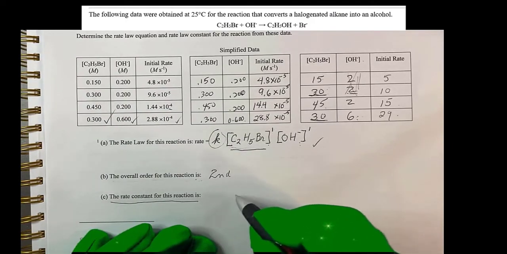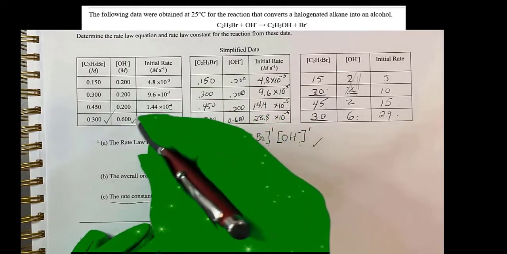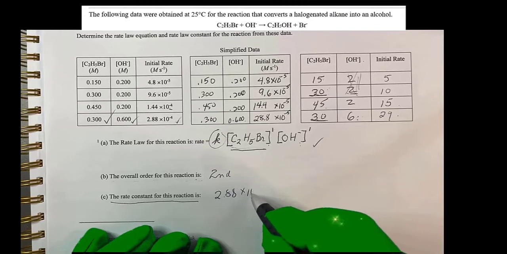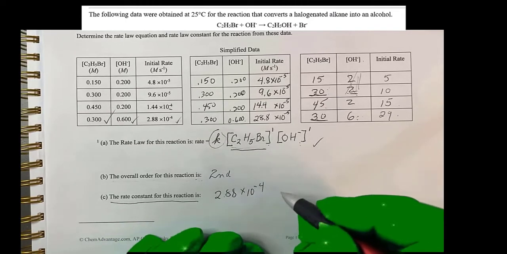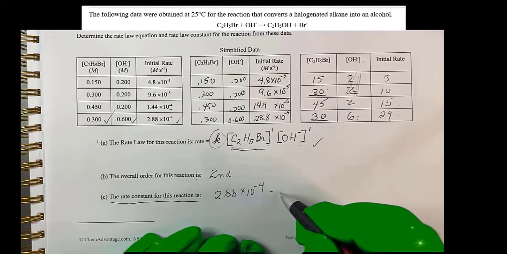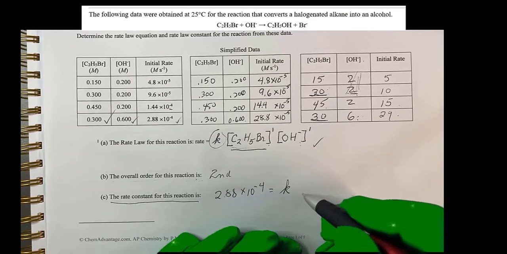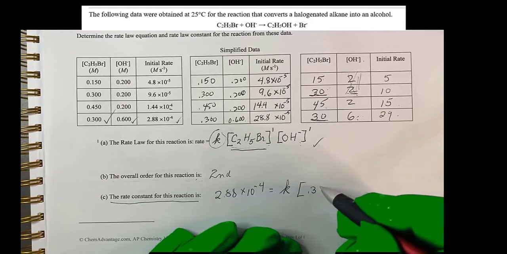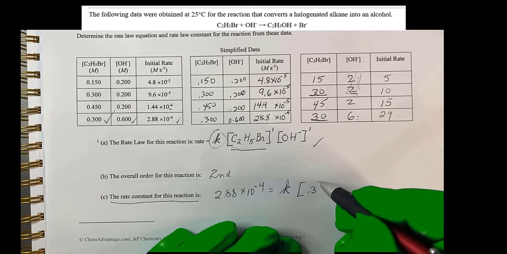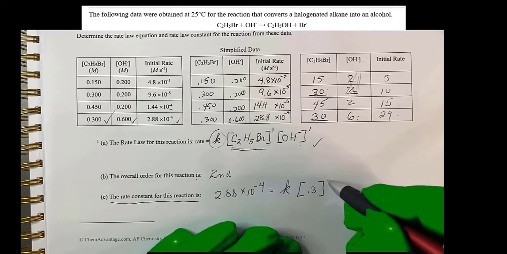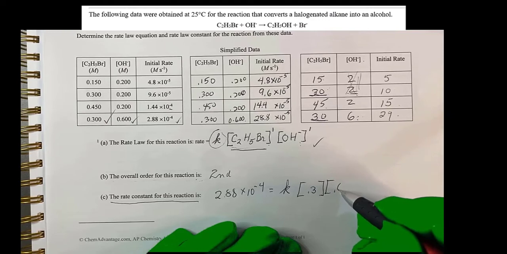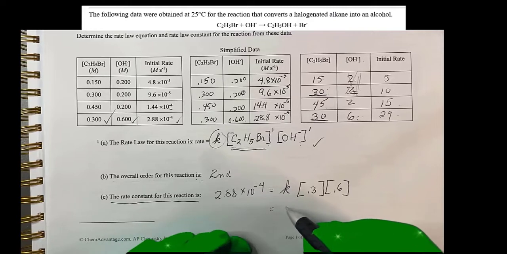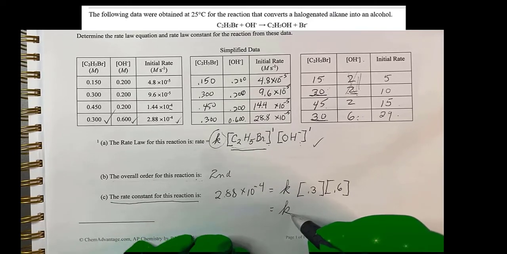The rate is going to be equal to, we know what the rate is. The rate is equal to 2.88 times 10 to the negative 4, is equal to our rate constant for this reaction times our concentration of 0.300 molar. I'll just write down 0.3 to save some ink, and 0.6 here. We know this is going to be good to 3 significant digits anyway, and then I can solve for K. Okay, let's see what that is.